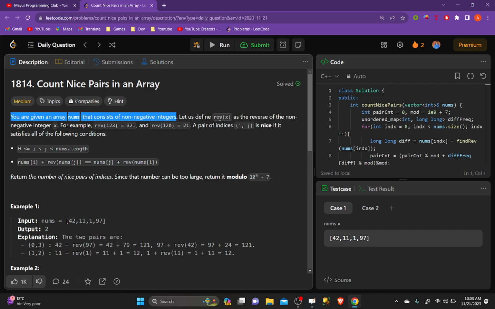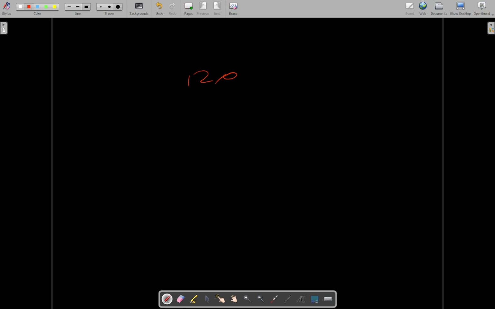Let's define reverse of number x as the reverse of non-negative integer x. For example, reverse of 123 will be 321 and 120 will be 21. So leading zeros are not counted. If we go on reversing this number, 120 will be 021 reading from this side. So the zero will not be counted, so your number will only be 21. Okay.